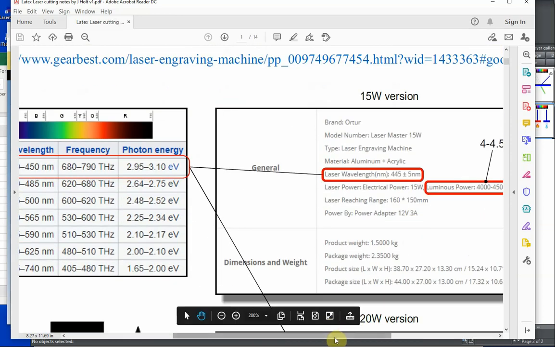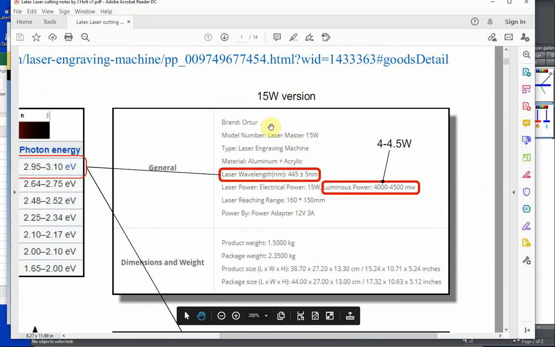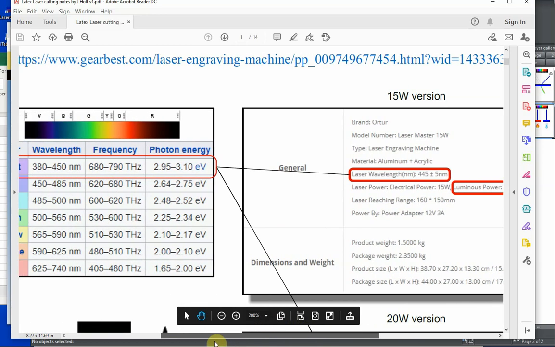Okay, so this is what they quote, the people who sell this laser. It's a 15 watt laser. Well, that doesn't really matter at the moment, but we'll come on to that. They quote the laser wavelength. So the wavelength in nanometers, 10 to the minus 9, doesn't matter about that too much either. But the point is, the number is 445 plus and minus 5. So there's that tolerance again. Now, that 445, it's a wavelength of light.